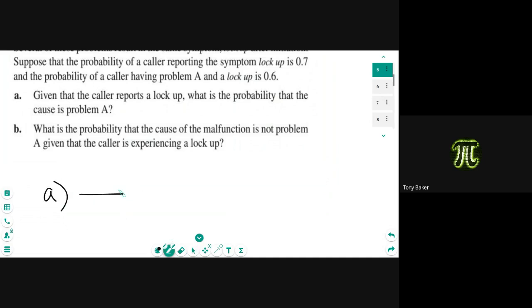So what is the probability, given that the caller reports a lockup? So what's the given? That's the given, because they're reporting a lockup. What is the probability that the cause is A? So what's the overlap between lockup and A? 0.6. So that's 6 sevenths.